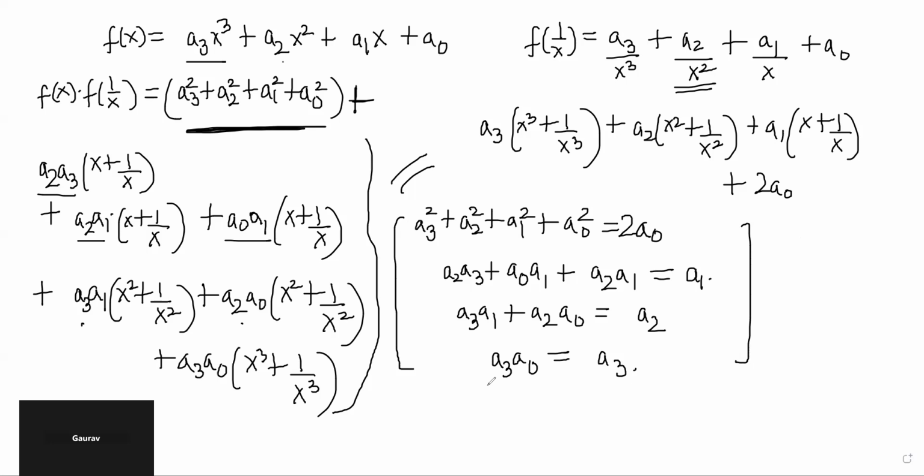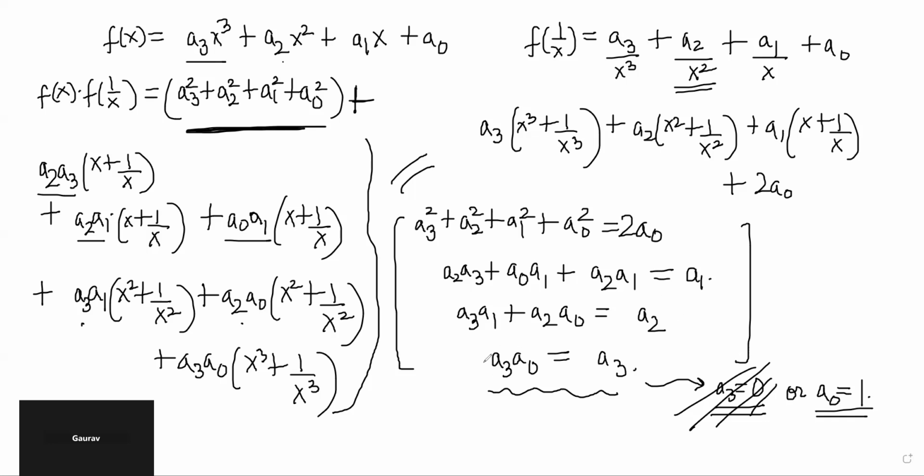So we can say here that this implies either a3 is 0 or a0 is 1, right? A3 is 0 we will not consider, because then our leading coefficient is 0. Then our assumption that it was cubic is gone, right? So we will not consider a3 to be 0. So we'll say a0 is 1, right? Correct. So a0 is 1.